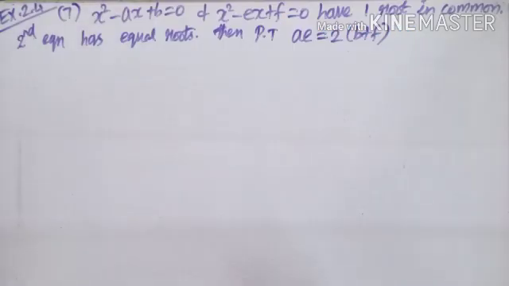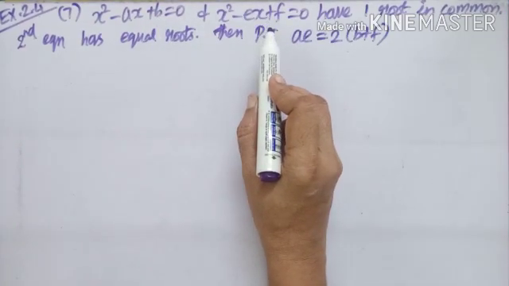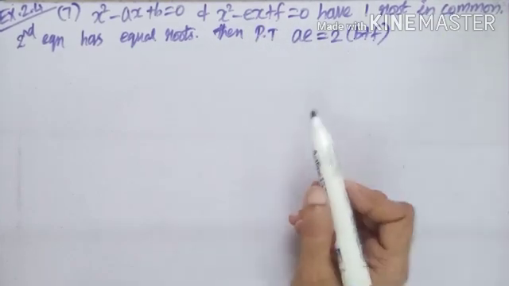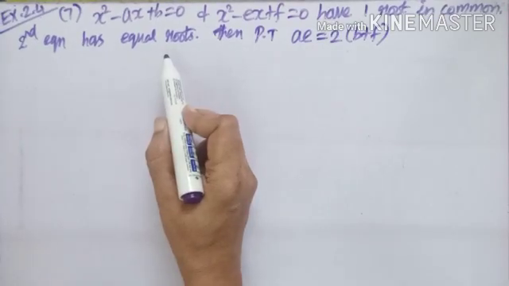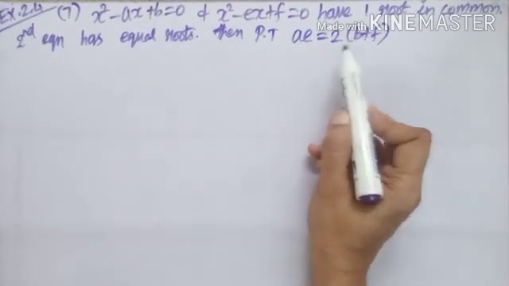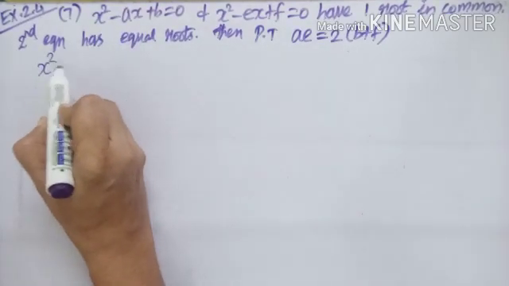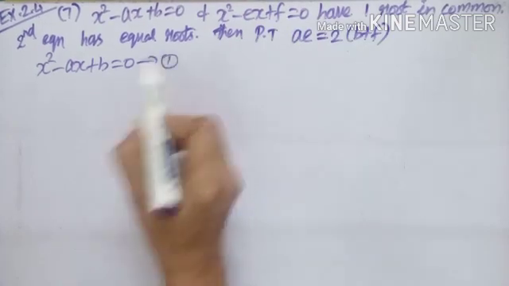Question number 7. We are given two equations stating the fact that two equations have one root in common. The second equation has equal roots. Show that some relation is given. So let me take the first equation, x square minus ax plus b equal to 0.